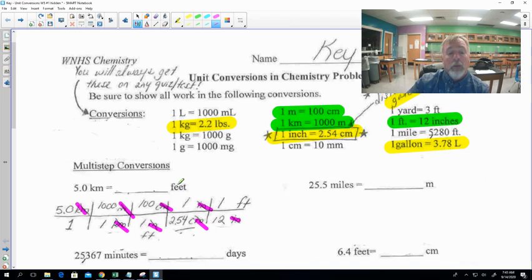All right. So now let's multiply our top numbers together and our bottom numbers together. And what are we going to end up with? 500,000 is going to be your number on the top. What's the unit you're left with? Feet. You multiply the bottom, 1 times 1 times 1 times 2.54 times 12. We're going to get 30.48. So now we've multiplied our tops together and our bottoms together. We're ready for our division step.